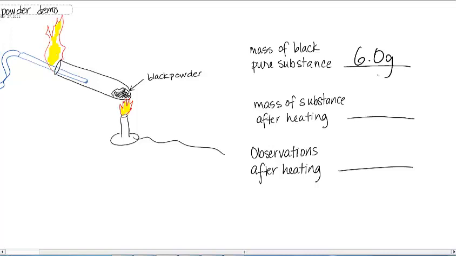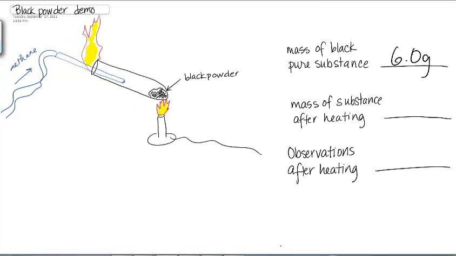Now, I've got this contraption that I have drawn up here on the screen. What I have is a small amount of that black substance in the bottom of a test tube. 6 grams, according to me. And then I have another tube with a glass tubing that is attached to my gas jet that I am actually going to put inside of here. And I'm going to heat this in 2 places. I am going to heat it in the bottom with a Bunsen burner. That's what that one little picture is, in case you can't interpret my picture.